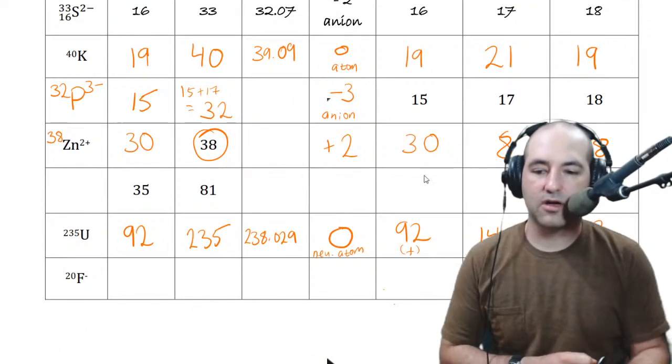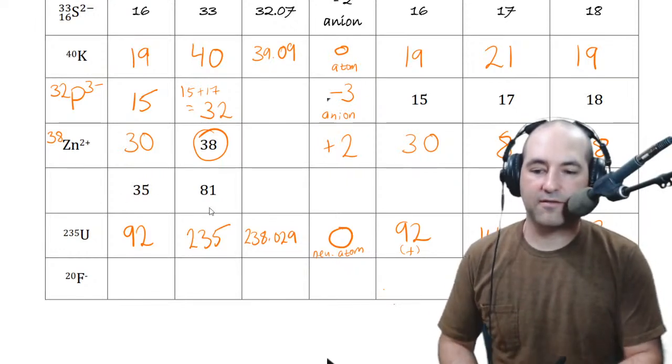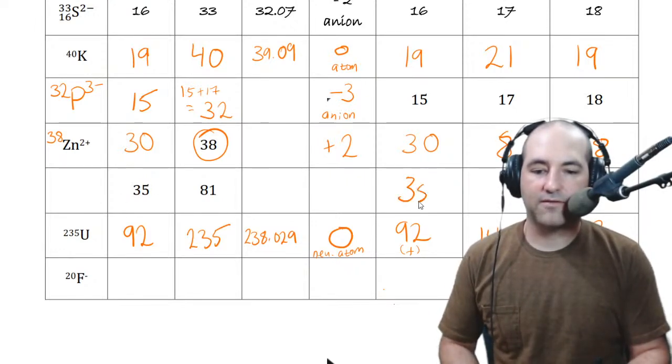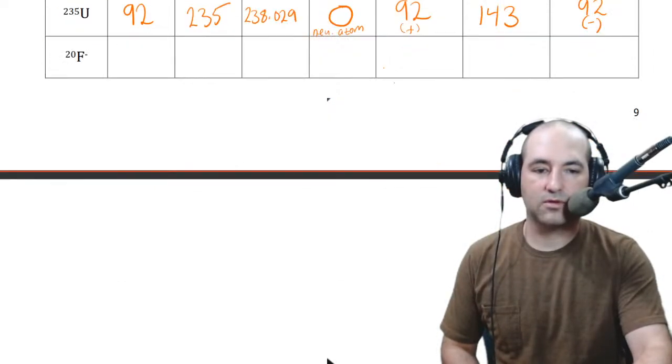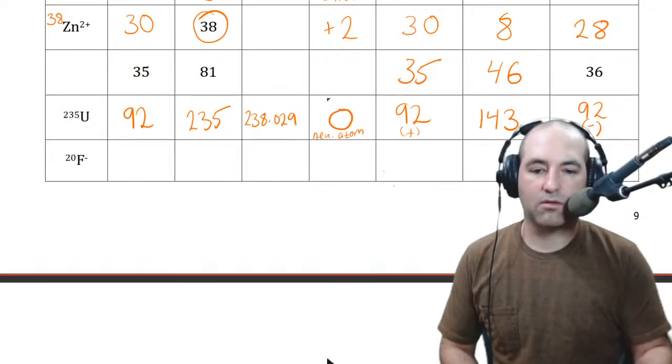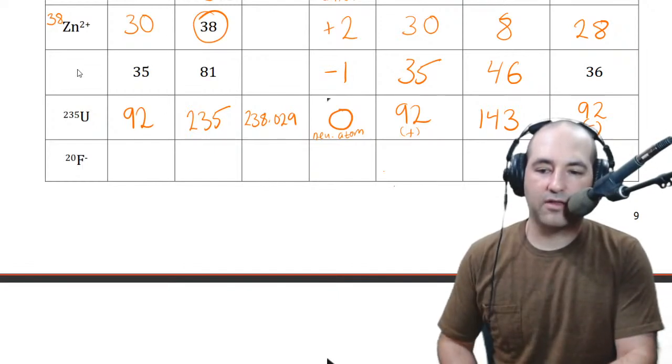So we got a couple columns to go. This next one, we're looking at element number 35. So that's the one with 35 protons and 46 neutrons. The charge here we can get from the protons and the electrons. So this is 35 protons, 36 electrons. That's a -1 charge. So now we have all the information here.